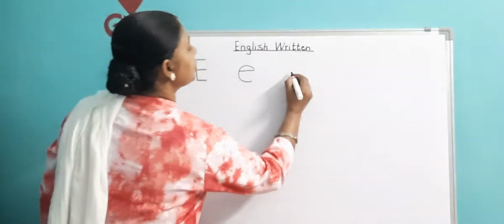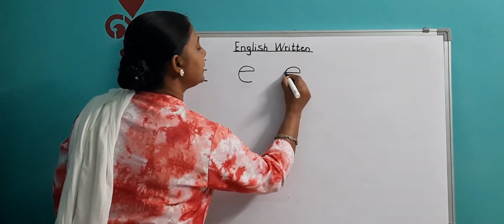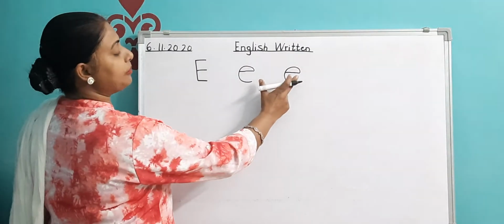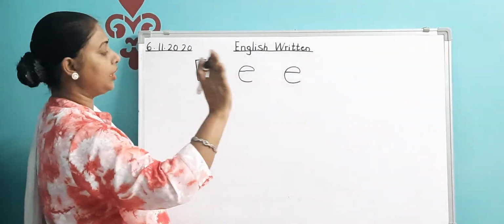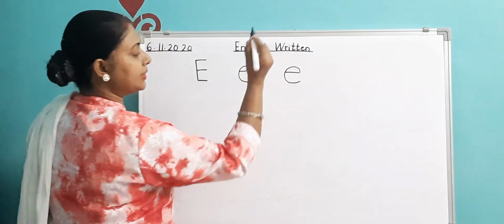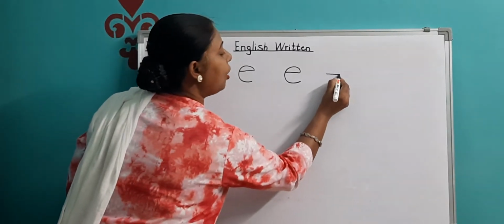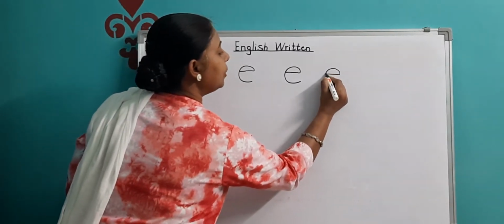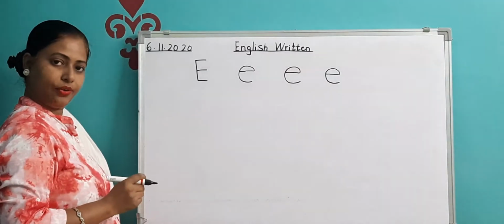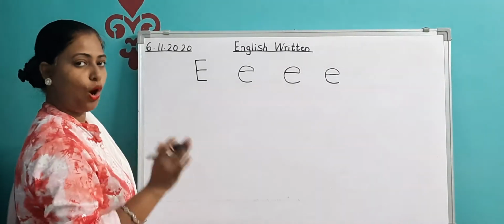Okay? Once again watch it. A sleeping line, then a semicircle like this. Join it. See, ma'am has not lifted up the pencil. From here, same line, I have drawn a semicircle. Again see, first a sleeping line and then without lifting up your pencil, draw a semicircle. It has become small e. This is how you write small e.